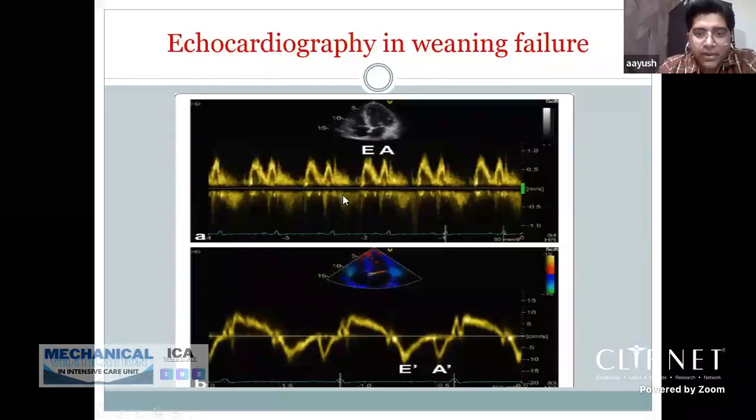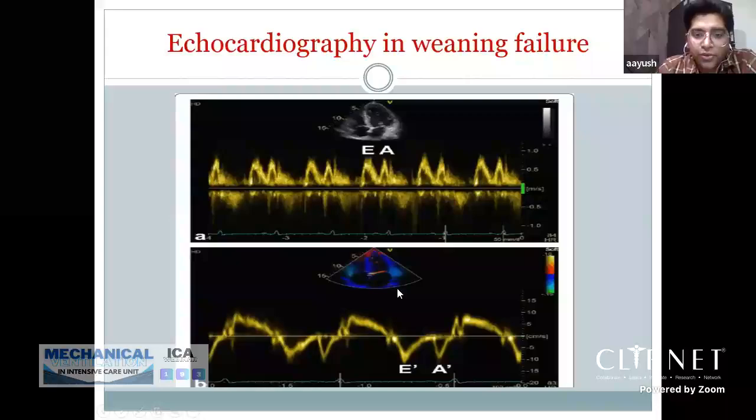So this is the mitral valve. You apply a pulse Doppler here, and you press the Doppler. These are the two peaks which you get. This is the early and this is the late peak of the diastolic velocity of the mitral valve. Similarly, the downward image is the tissue Doppler image, where you have applied the Doppler at the level of the lateral mitral annulus, and you have pressed the tissue Doppler. The downward peaks are the early and the late peak diastolic velocities at the level of the mitral annulus.